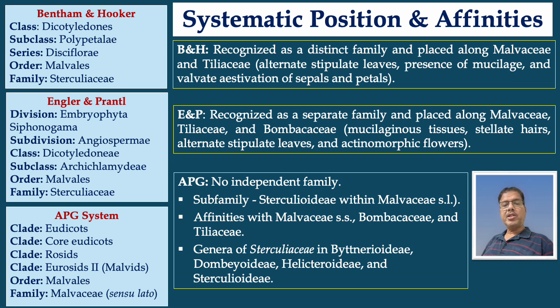Their merging into a single broader Malvaceae family provides a more natural classification that reflects their common evolutionary origin and genetic relationship. Genera from the traditional Sterculiaceae are now treated within the various subfamilies of the enlarged Malvaceae, such as Byttnerioideae, Dombeyoideae, Helicteroideae, and Sterculioideae.